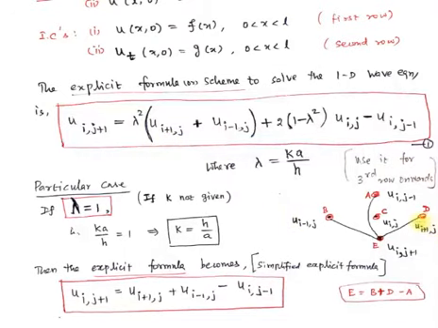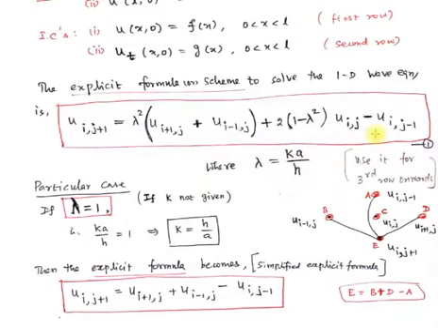That is λ² times u(i+1, j) plus u(i−1, j). So E = λ²(B + D) + 2(1 − λ²)C − A. It is the explicit formula or scheme to solve the one-dimensional wave equation. It is an important 2-mark question also, where λ = ka/h.